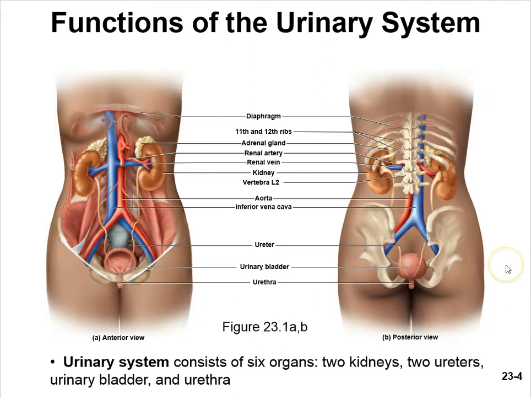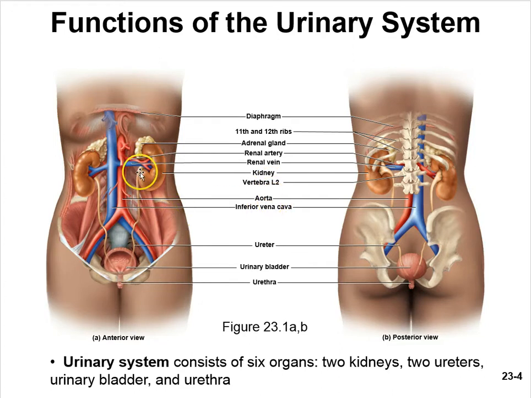Here we can see both an anterior and posterior view of the urinary system. As we can see, they are below the diaphragm here. We can also get a look at the 11th and 12th ribs and the adrenal glands, which we've already studied. And then we can see the kidneys. There's two of those, a right and a left kidney. One of the kidneys is actually a little higher than the other one because the other one has the liver on top of it with a little bit of a lower lobe that it has to make room for.